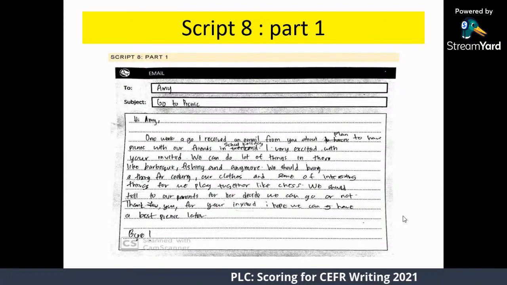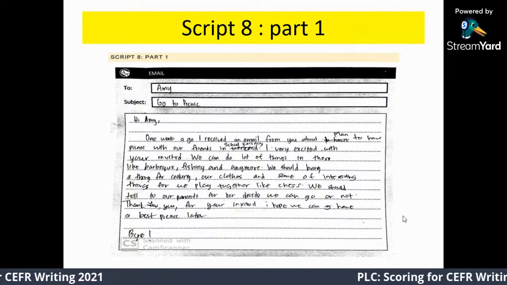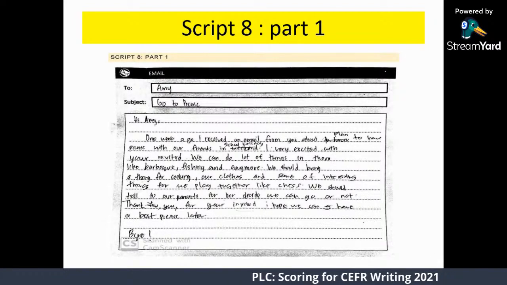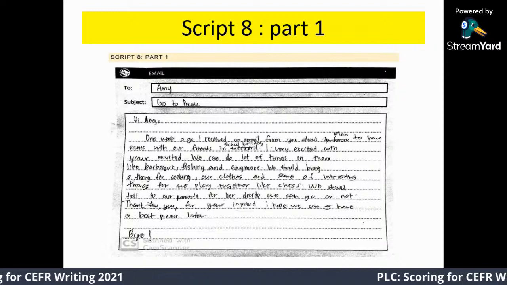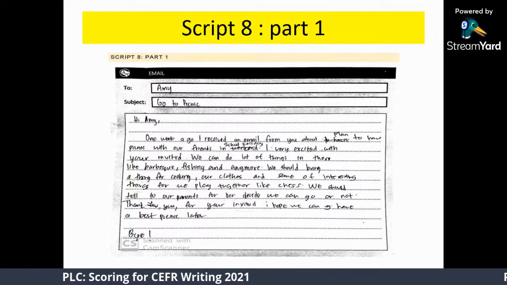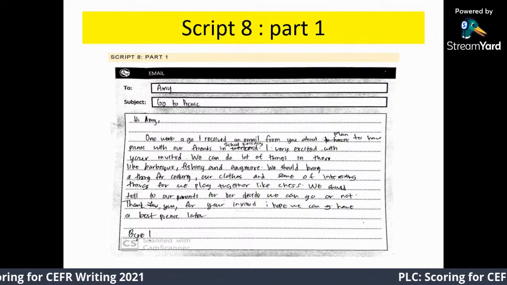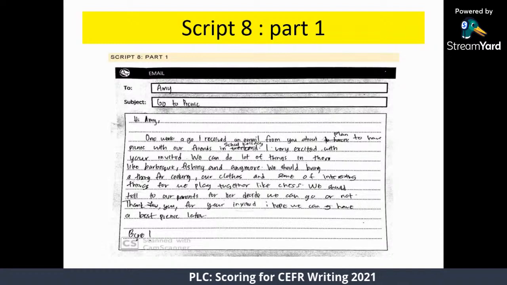So 4 is also a bit communicated simple ideas with the closing salutations was in very friendly tone. So organization, okay. There are basic and high frequency connectors within the sentences. For example, we can do a lot of things there like, okay, our clothes and some of interesting thing for we play. Okay, so the idea is there, but it's not well written.